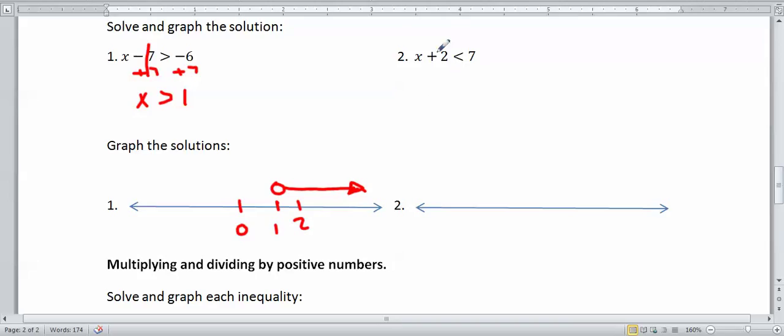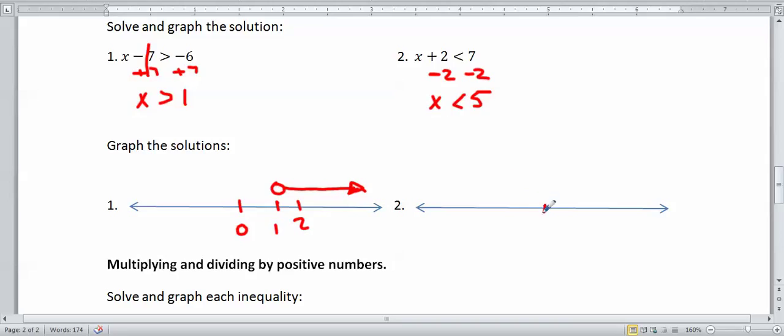Okay, so what you should have done: I've got x plus 2, so I'm going to subtract 2 from both sides. So x is less than 7 minus 2, which is 5. Okay, so I've got to graph this, read from left to right. x is less than 5.